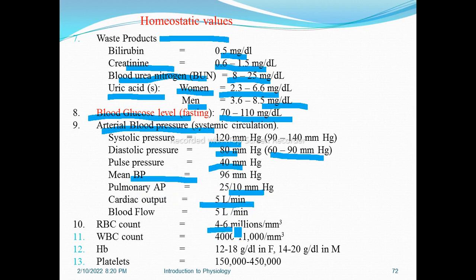Red blood cells go up to 6 million in males. The female count is less, from 4 up to 5.5 million. White blood cell count is 4,000 up to 11,000. Hemoglobin is between 12 and 18 in females, 14 to 20 in males. Platelets are between 150,000 and 450,000. So this is all about the normal values of different groups of laboratory results. By the way, these normal values vary from hospital to hospital and book to book, but we can consider ranges.